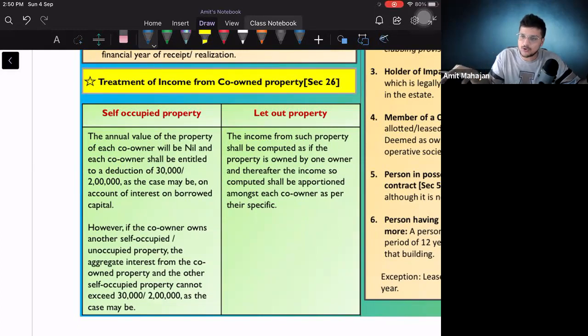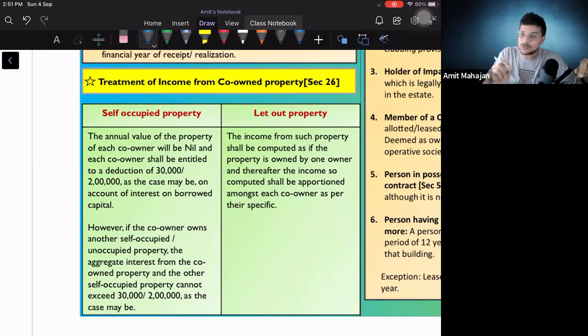याद है क्या? 2 lakh self-occupied का interest on borrowed capital. Now who will get a deduction of 2 lakh rupees? Now the answer is both of us will get the deduction of 2 lakh rupees. This is the benefit and this can be the tax planning.